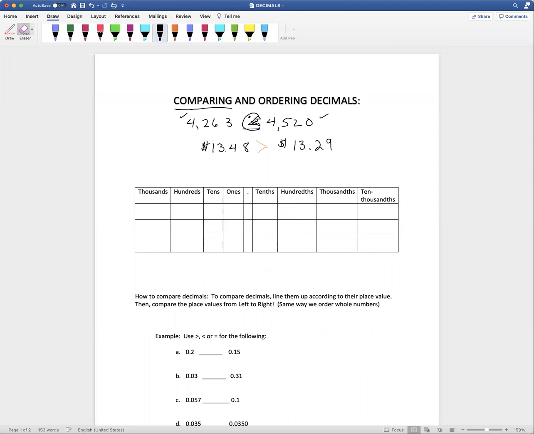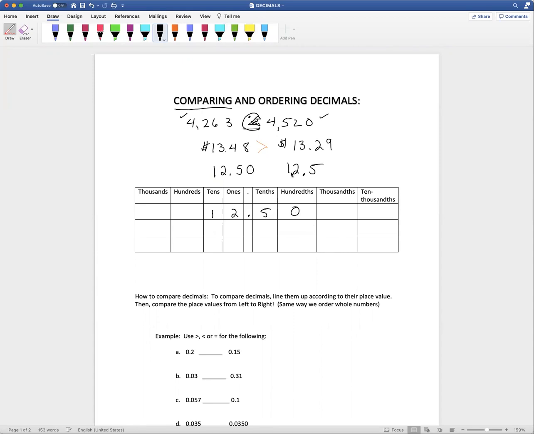Let's compare something like 12.50 and 12.5. Let's take a look at these two numbers and see which one is bigger. So 12.50 and 12.5: 12 and 50 hundredths, or 12 and 5 tenths. Well, 1 ten, 2 ones, decimal, 5 tenths, 0 hundredths.